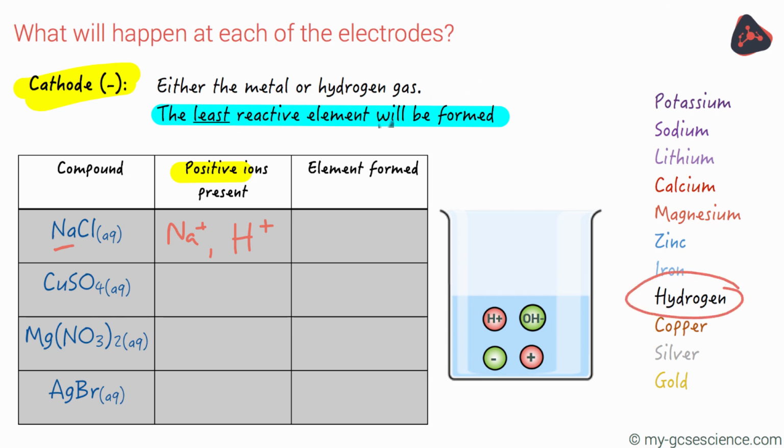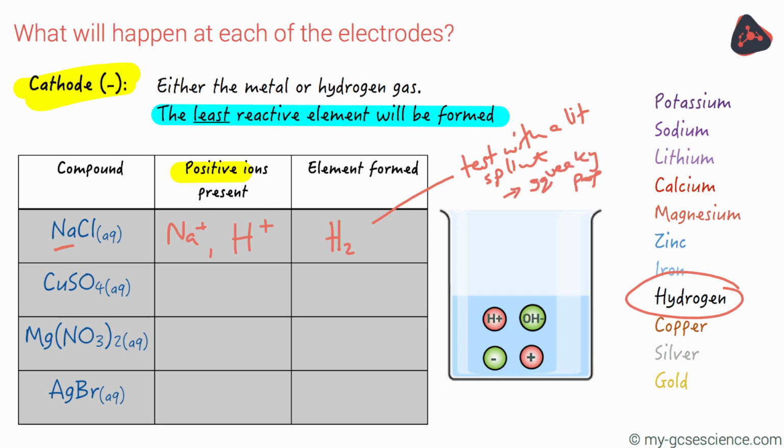So if the least reactive element is formed, and we have any element above hydrogen dissolved in water, that means that the least reactive element is hydrogen. So in this case, sodium is more reactive than hydrogen, and so the least reactive element is the hydrogen. So hydrogen is going to be formed at the cathode. You'll observe this as bubbles of gas, and if you want to test it to make sure, we can test it with a lit splint, and it should produce a squeaky pop.